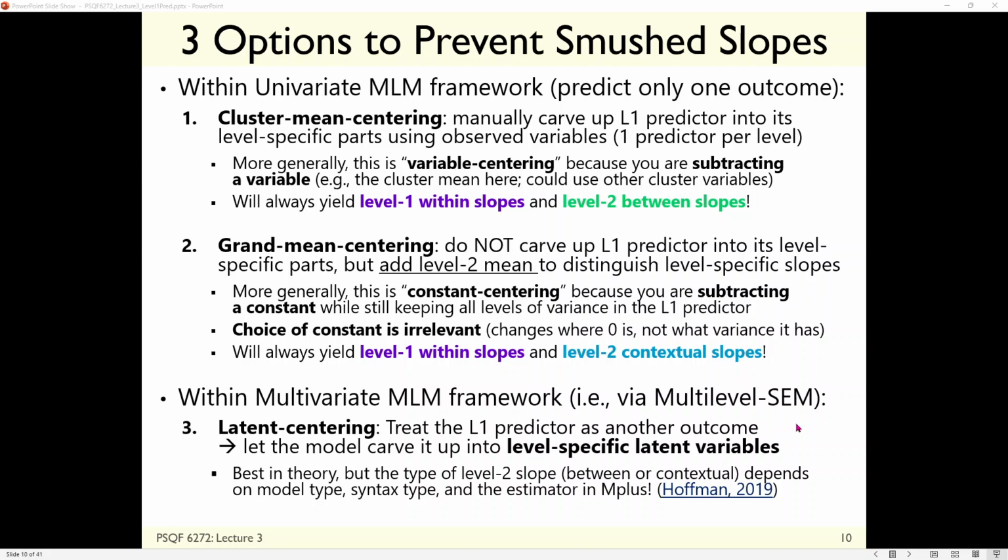The third we're not going to get to this semester because it requires multivariate software such as is used in M+. It requires the capability to predict more than one column at a time. If your software has that capability, then you can predict X as a variable and let it get carved up into circles in the same way that you predict Y as an outcome and let it get carved up into circles. That is what is known as latent centering, because you are centering at a latent variable rather than an observed variable.